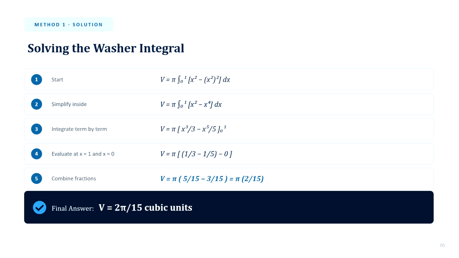Now we just grind through the algebra. Squaring x squared gives x to the fourth, so we integrate x squared minus x to the fourth from 0 to 1. The antiderivative of x squared is x cubed over 3, and the antiderivative of x to the fourth is x to the fifth over 5. Plugging in 1 gives 1/3 minus 1/5, and plugging in 0 gives 0. 1/3 minus 1/5 is 5/15 minus 3/15, which is 2/15. So our final volume is 2 pi over 15 cubic units. And that's method one from start to finish.